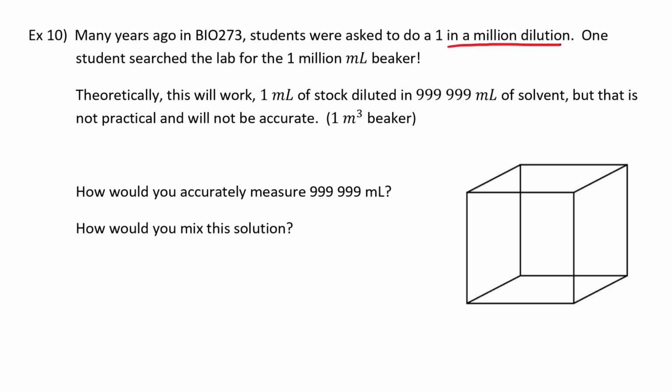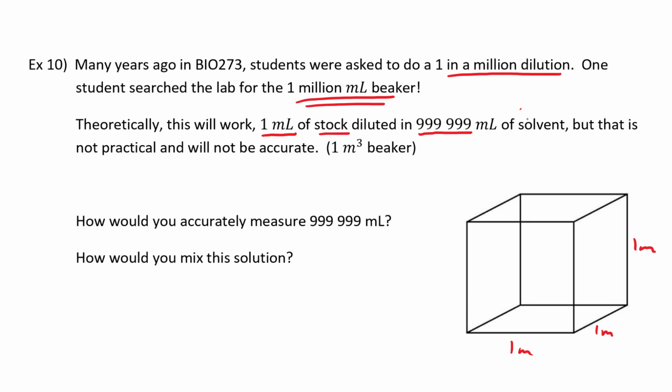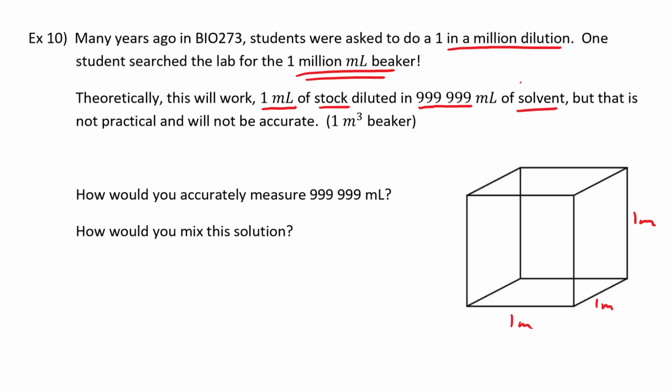Eventually, the student figured this out. We don't have any 1 million milliliter beakers in our laboratories. You could theoretically have one. It would have the dimensions of 1 meter cubed. Now, theoretically, if you were doing a 1 in 1 million dilution, theoretically this would work. We could take 1 milliliter of our stock solution and add in 999,999 mils of our solvent. That would work.